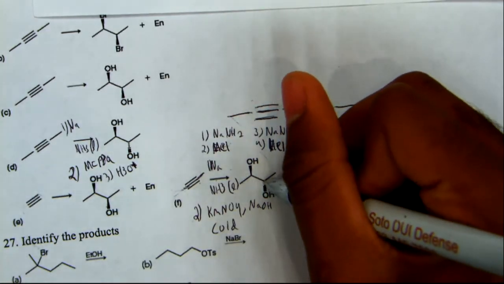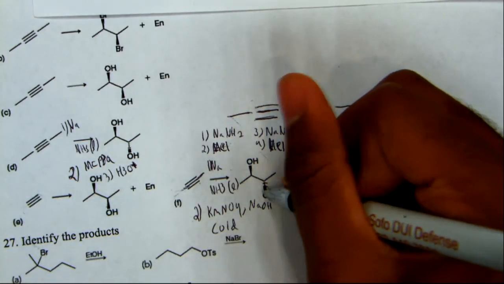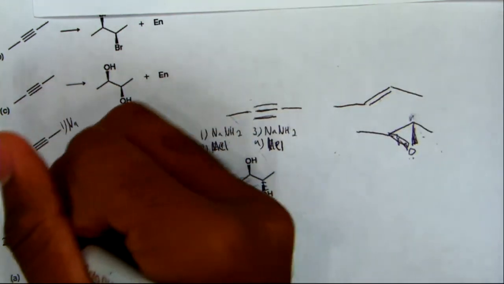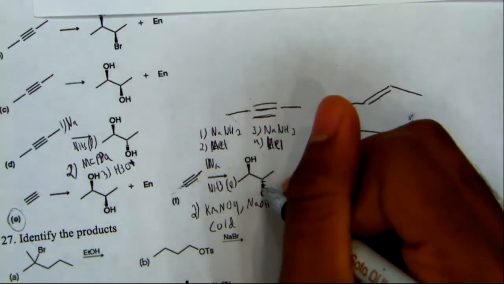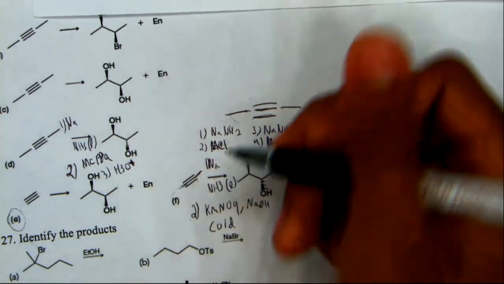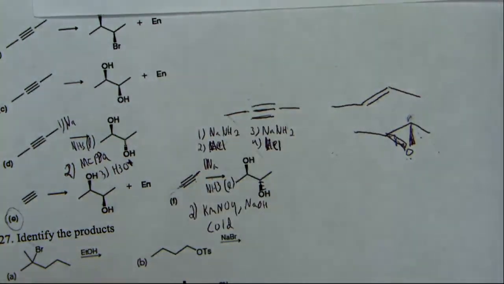I thought this was syn right here. This is supposed to be a dash, I believe. So this would give you the answer for E. These reagents give you E. It's kind of hard to see this printed out. To give you anti, which is, this is anti, you would just use the MCPBA, H3O plus again. Yes.